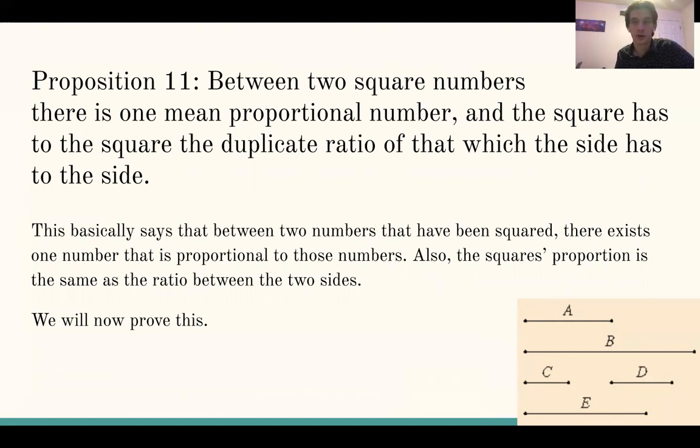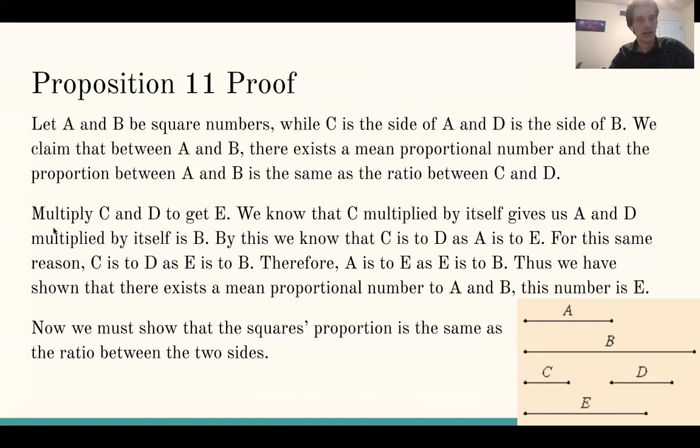So if you took 2 and 3 and you squared them both, there's a number proportional to both 4 and 9. And also the square's proportion is the same as the ratio between the two sides. So the proportion between the two numbers that you squared, those squares, is going to be duplicate to the ratio of your sides. And we can show this.